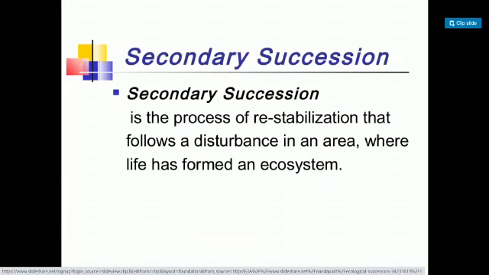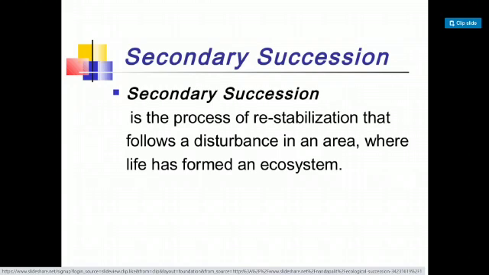Now we will talk about the other type of ecological succession, based on origin. This is called secondary succession. What about secondary succession? It is the process of restabilization that follows a disturbance in an area where life has formed an ecosystem.